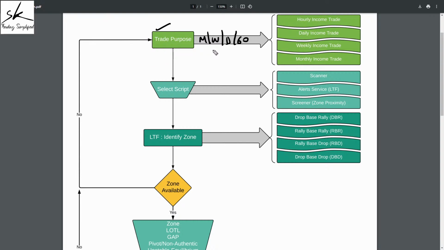Now, the next challenge is, yes, I do know my time frames, but on the NSE exchange, I have about 2000 plus companies listed. So it is humanly not possible that I sit and analyze 2000 companies every day. So what I need to do now is have a process in place for selecting scripts.